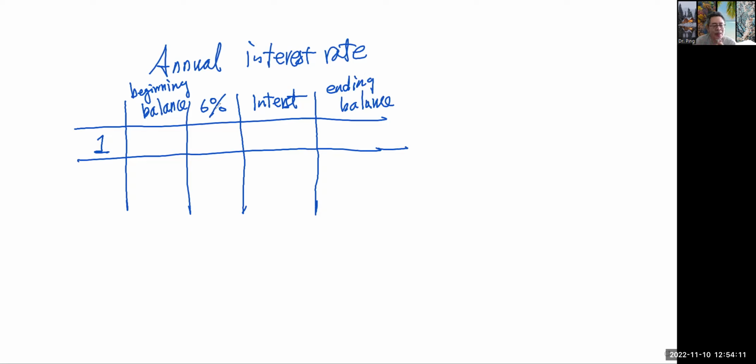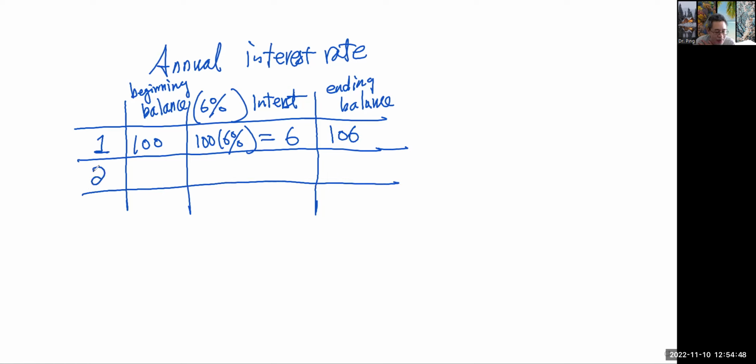Okay. So let's say you start with 100. Now the interest rate is 6%. How much interest did we get? It's basically 100 times 6%, so that equals $6. So our ending balance will be 106.